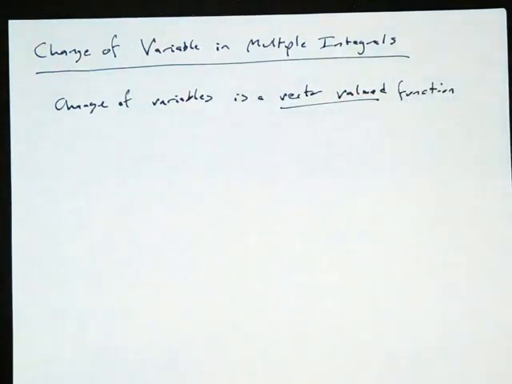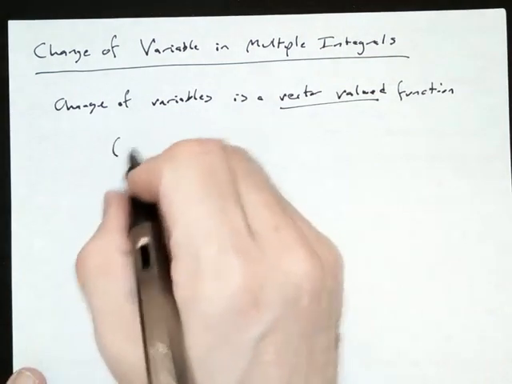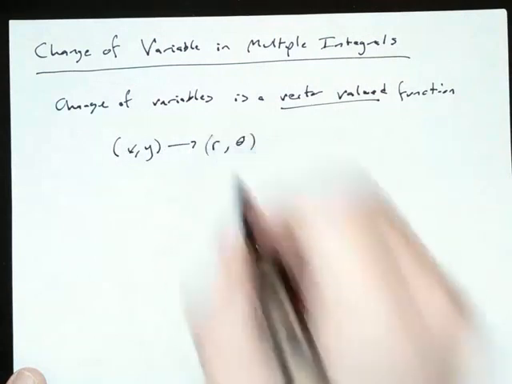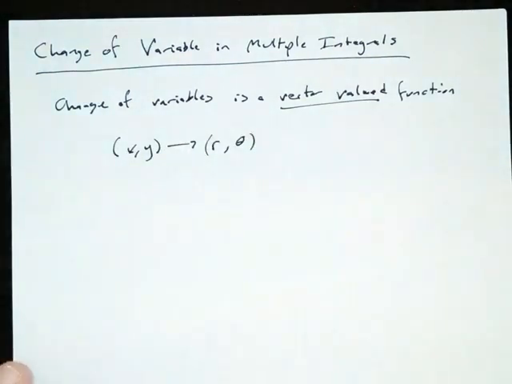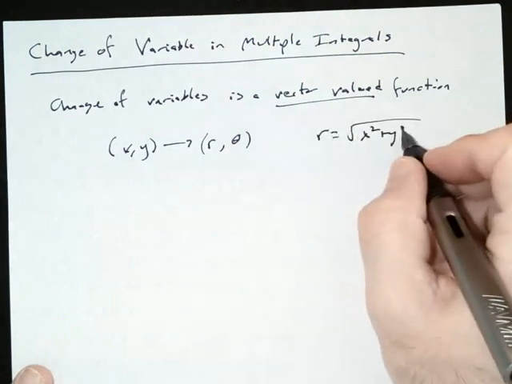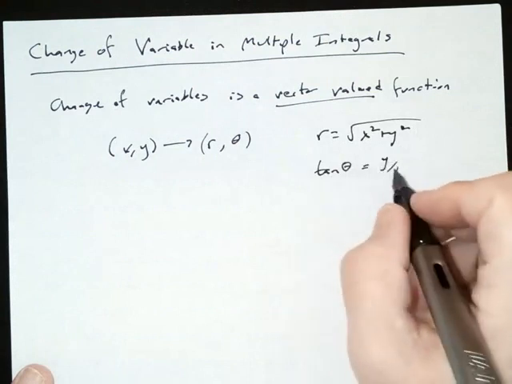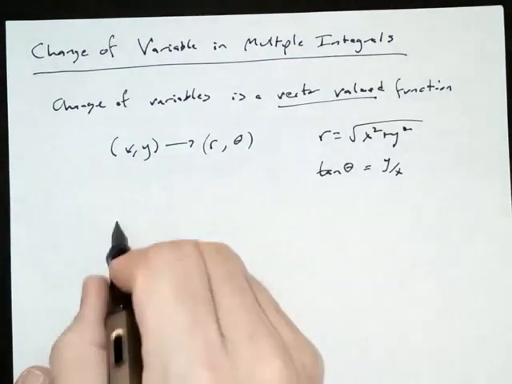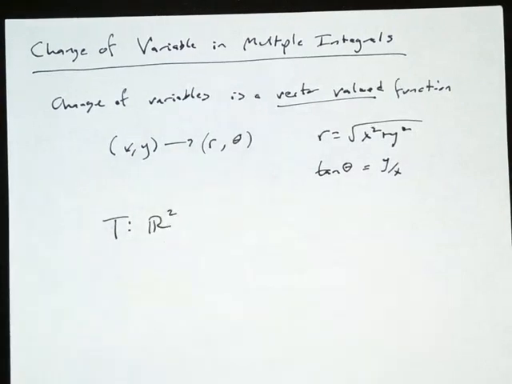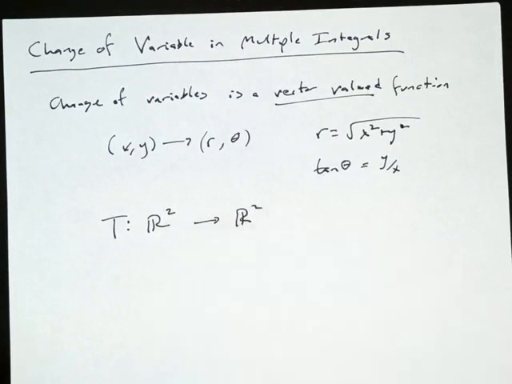Let's look at the polar coordinates idea, right? My polar coordinates has x and y going to r and theta, and the functions we use are r equals the square root of x squared plus y squared, and tangent of theta is y over x. I can think of that as taking in a vector xy and spitting out a vector r theta.